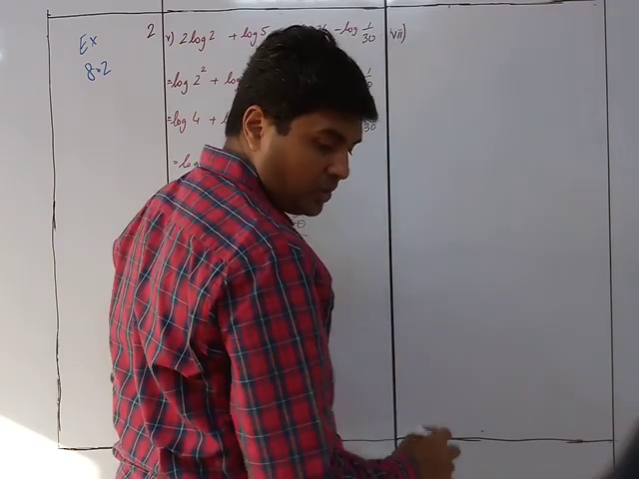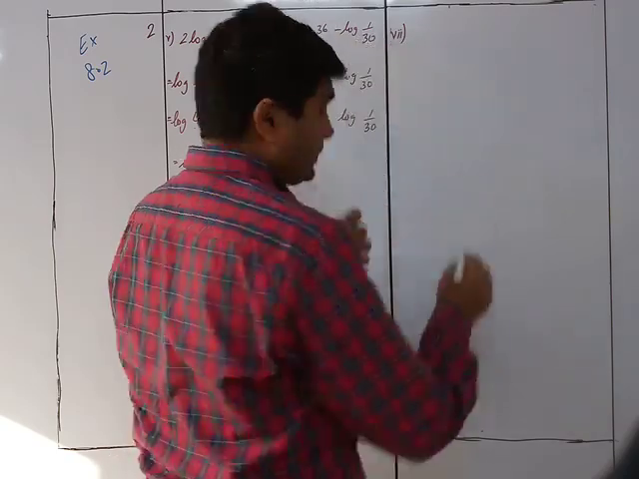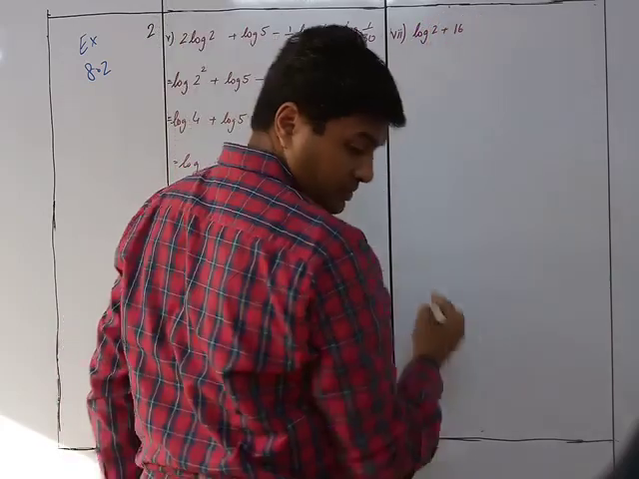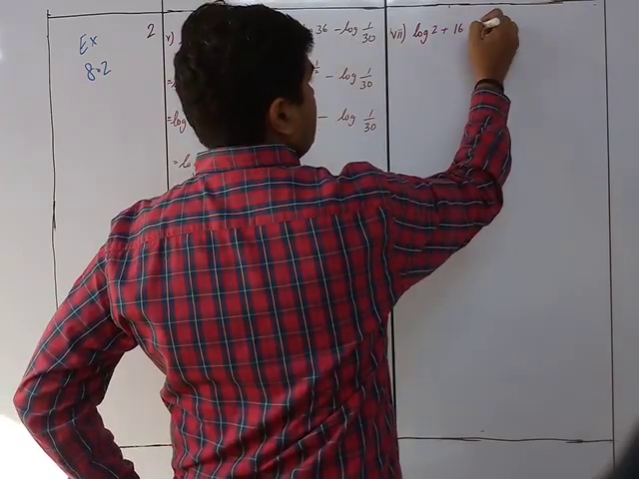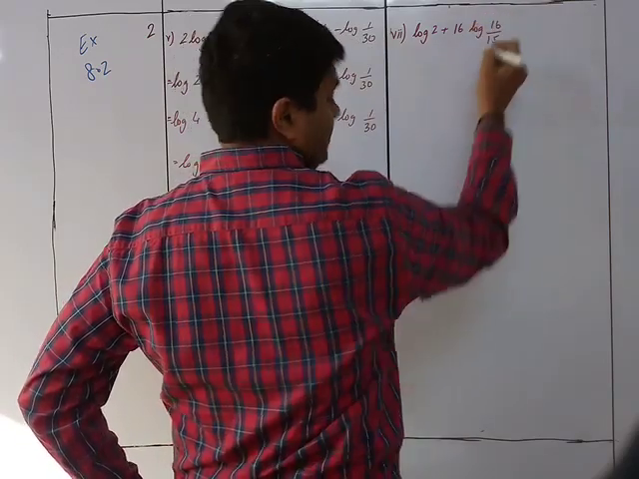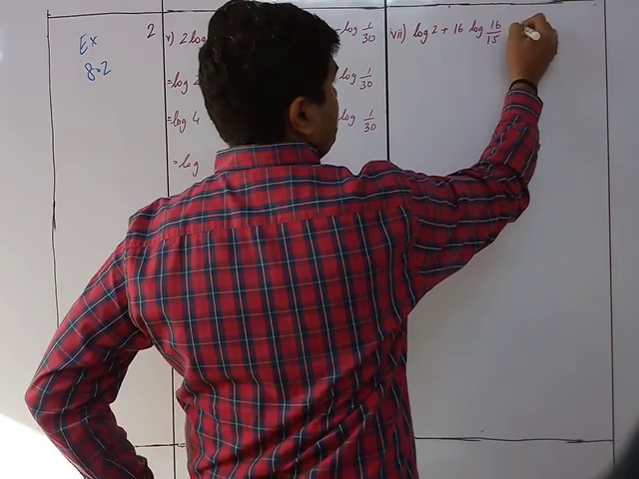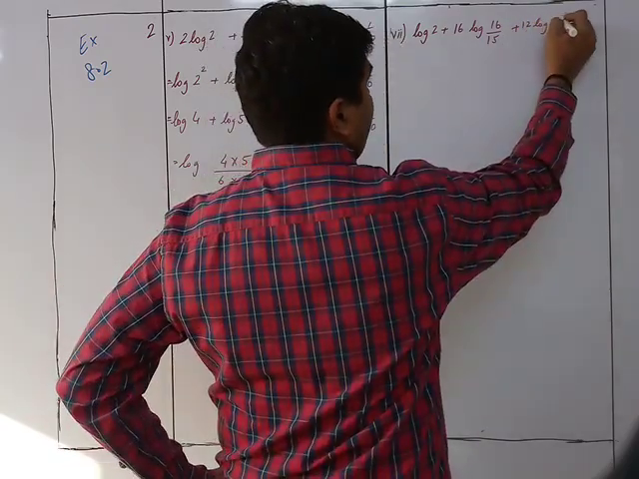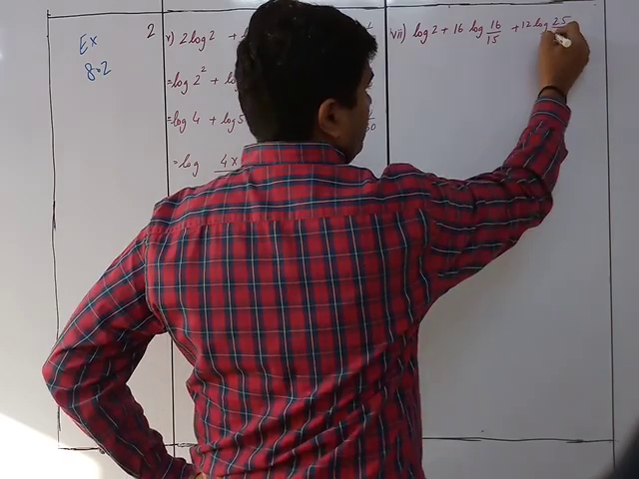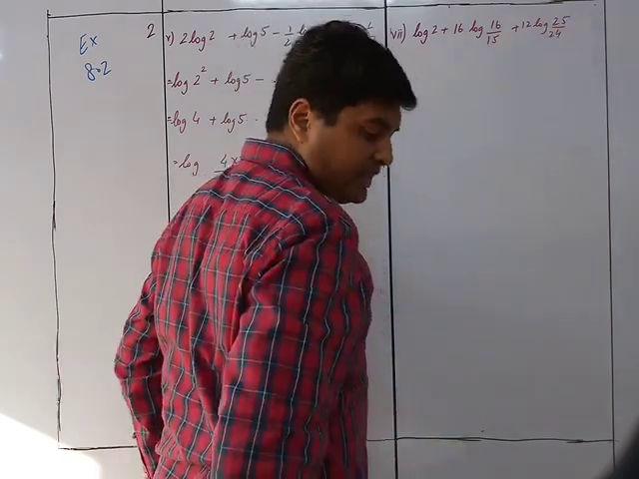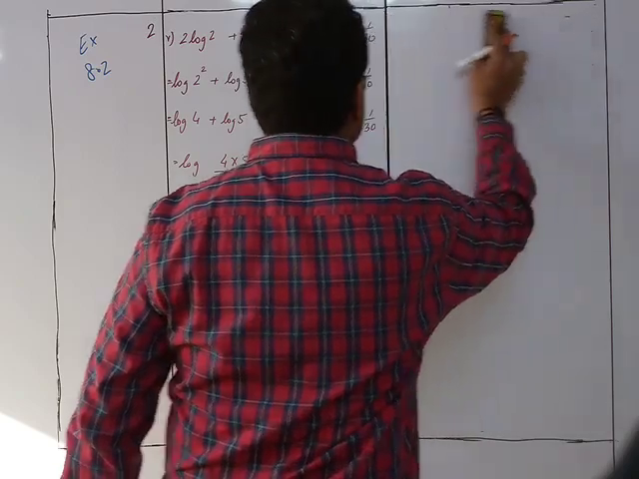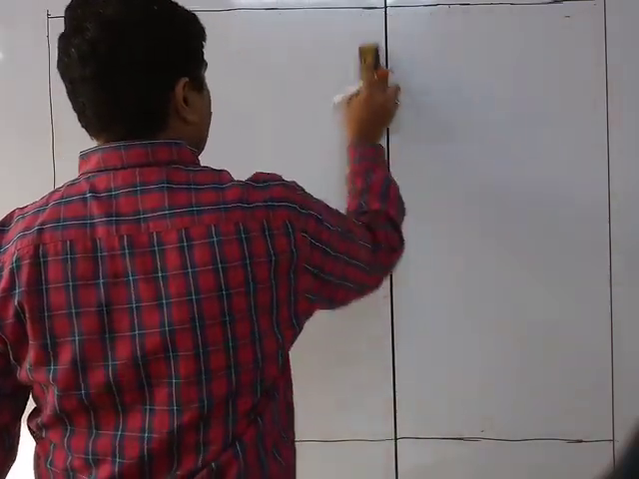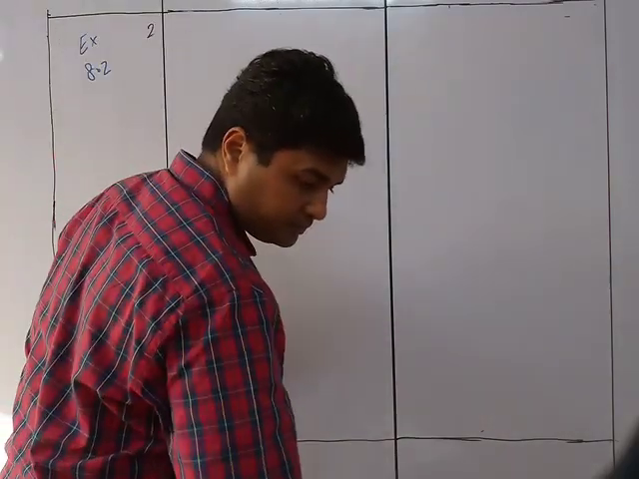Log 2 plus 16 log 16 upon 15 plus 12 log 25 upon 24. Okay, I think I'll need a bigger space for this. So let me completely erase this and take it properly.